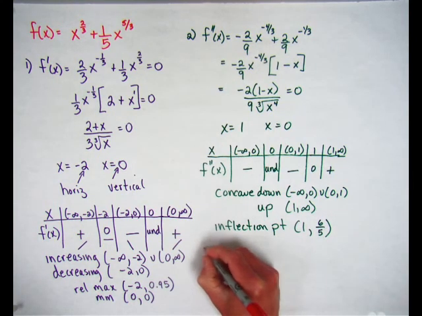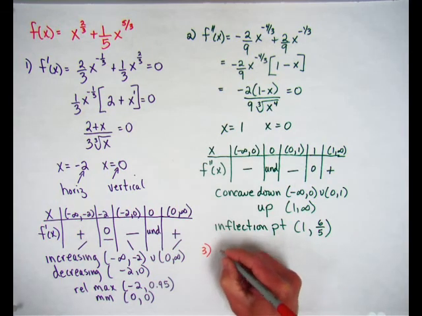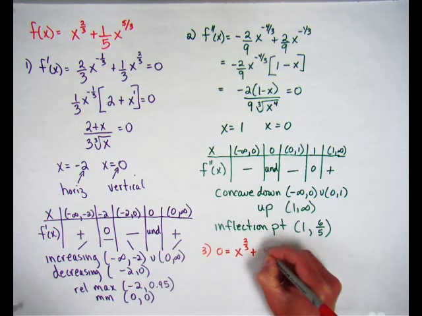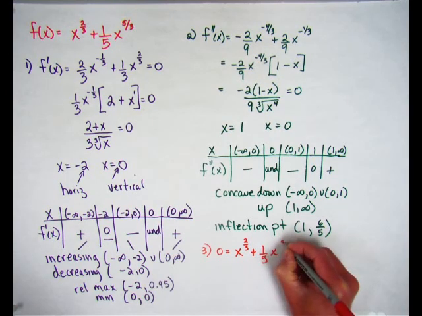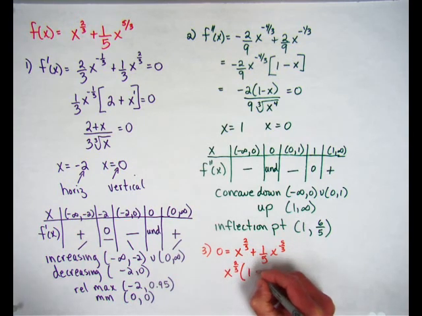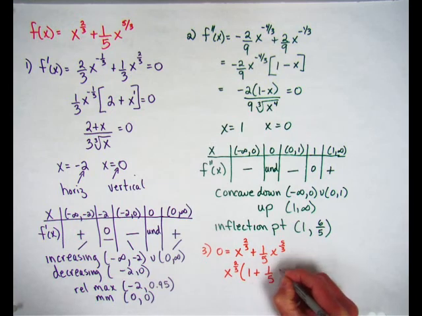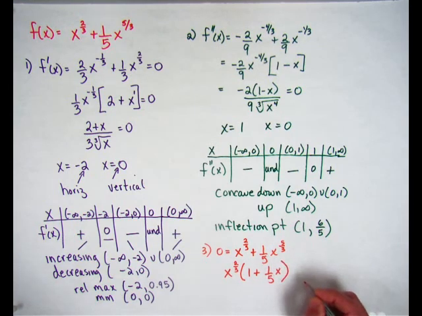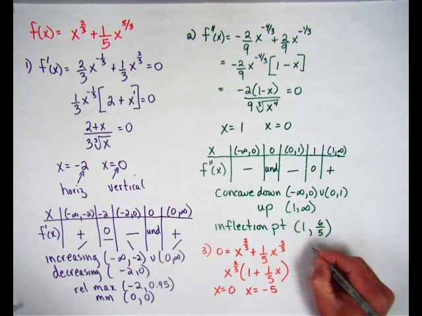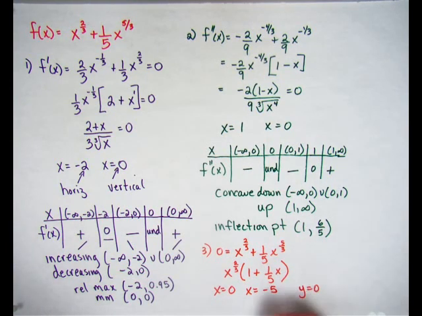The next step is to do our intercepts. To calculate our x-intercepts, we can just go 0 equals x to the 2/3 plus 1/5 x to the 5/3. Take out a common factor of x to the 2/3, and we get 1 plus 1/5 x. So we have x-intercepts at 0 and -5. The y-intercept is going to be 0 because the x-intercept is 0.